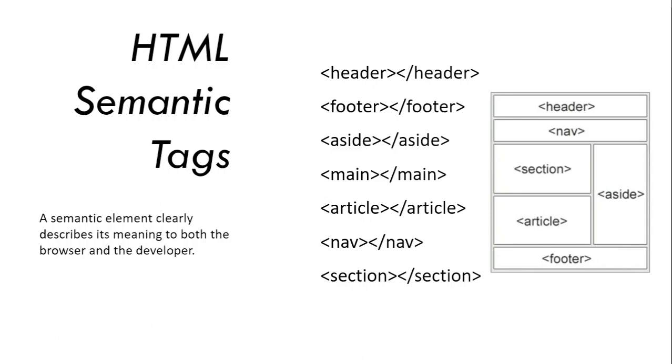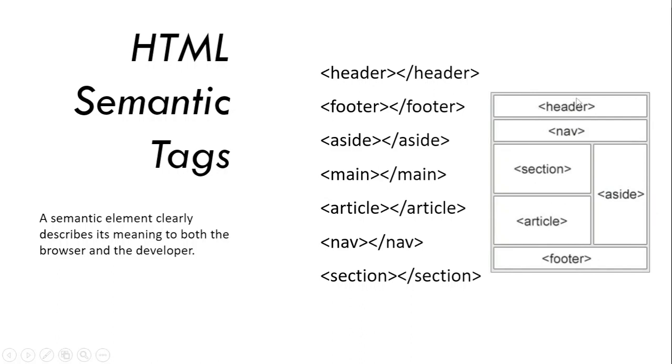So I just want to wrap up this session with this topic, which is very important in HTML, especially in HTML5, and it's HTML semantic tags. So let's get into it. A semantic element clearly describes its meaning to both the browser and the developer. So HTML5 added all these tags basically just to structure your page better. And this is a picture that shows us how they work and what they do.